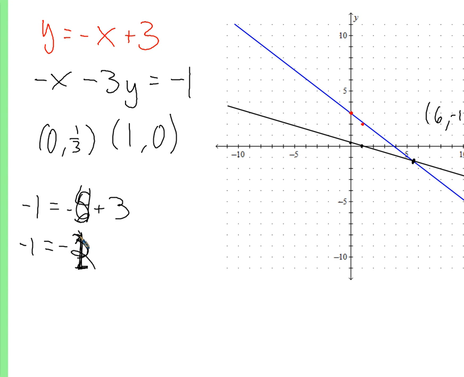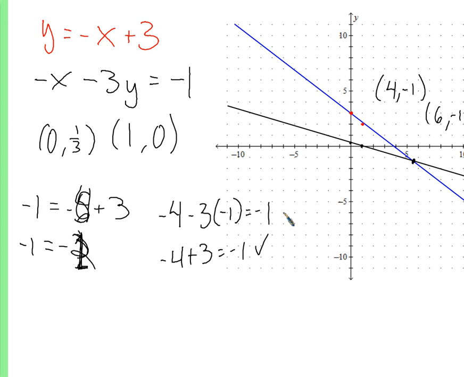Now plug 4 and -1 into the other one. Let's see if it works, okay? So that's negative x, x is 4. We're guessing 4, -1 instead of 6, -1. So 4, -1: -4 minus 3 times -1 equals -1. Let's see if that works. -4 plus 3, that is equal to -1. So we did figure it out.